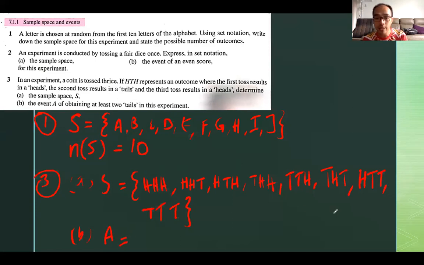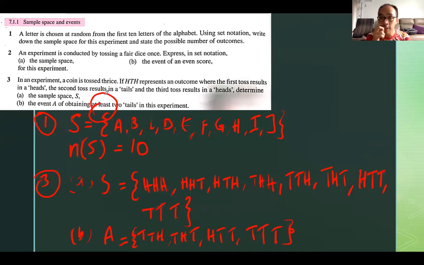So look at our sample space. Which outcomes in our sample space can fulfil the condition for event A, which is at least 2 tails? 2 tails here? No. 2 tails here? No. Here. Okay, so it's T, T, H. What else? T, H, T, H, T, T, and T, T, T. Because it says at least 2 tails, at least 2 tails means 3 tails is also included.